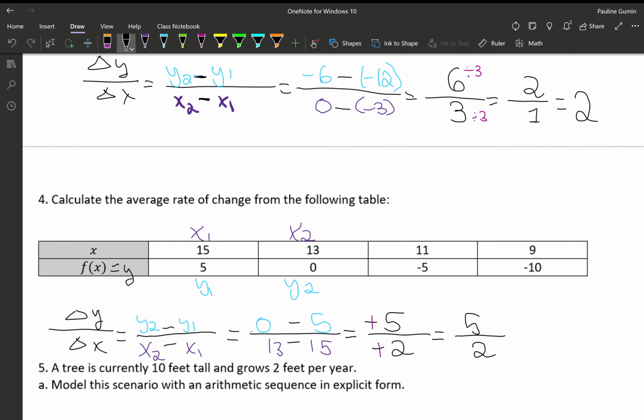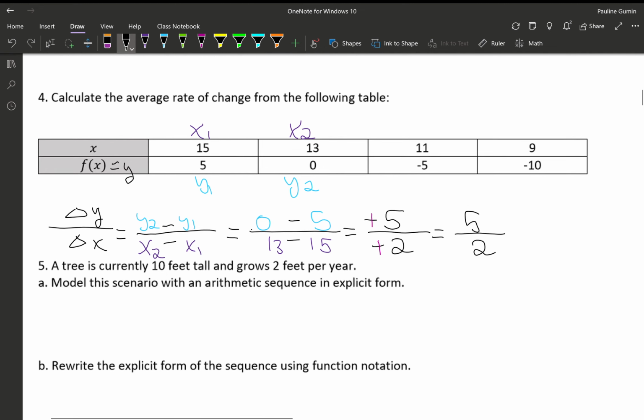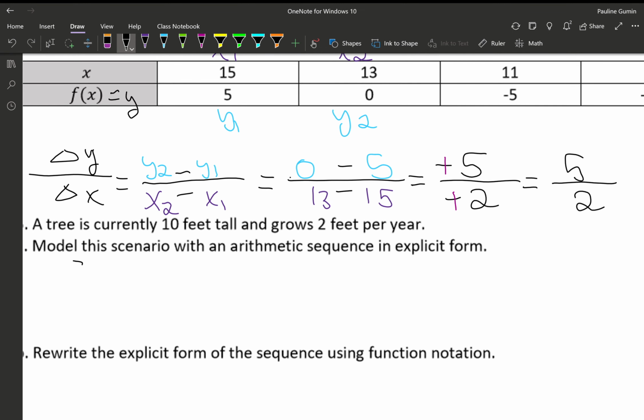But what we're going to do next might seem a little new, but I think it will jog your memory from doing some equations in algebra in middle school. So let's take a look. A tree is currently 10 feet tall and grows 2 feet per year. Model this scenario with an arithmetic sequence in explicit form. We just did that. The explicit formula is a_n equals a_1 plus d(n minus 1).